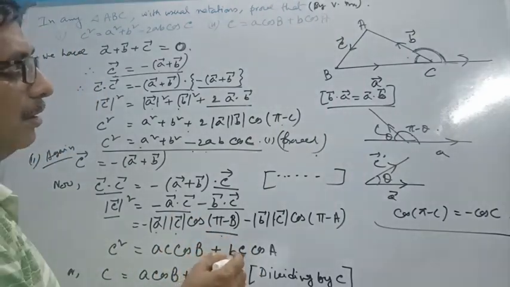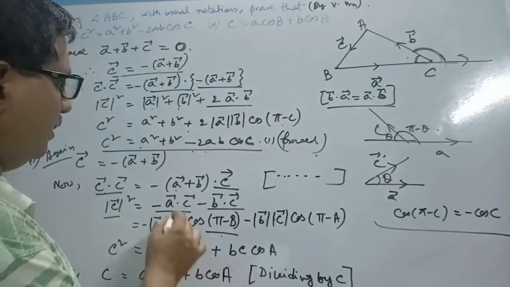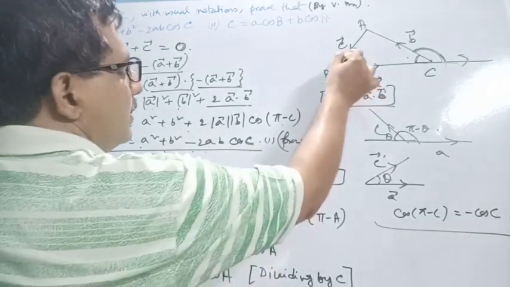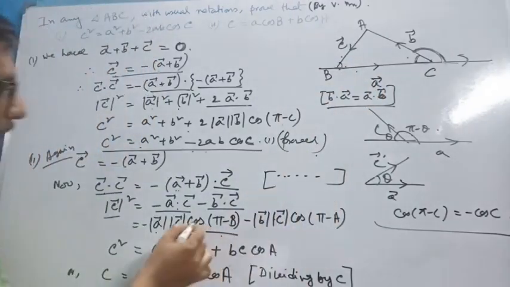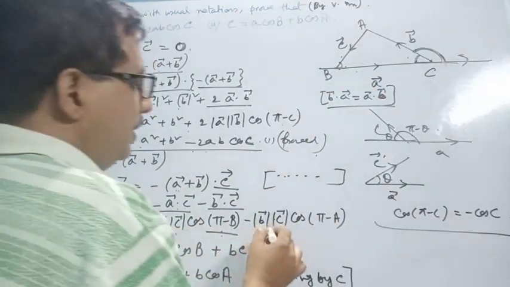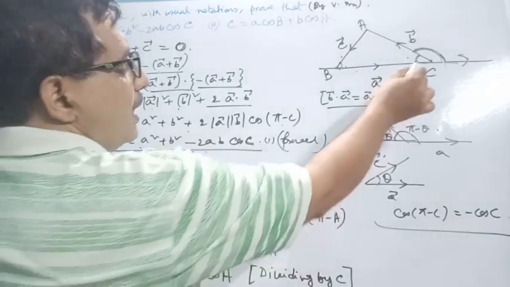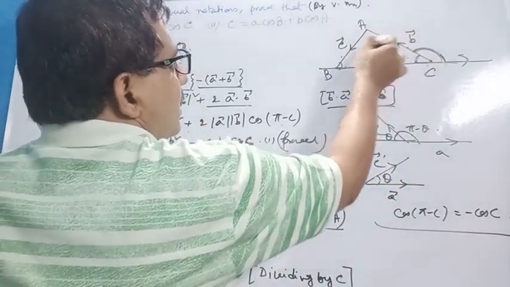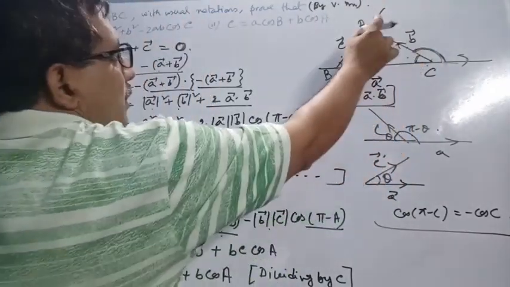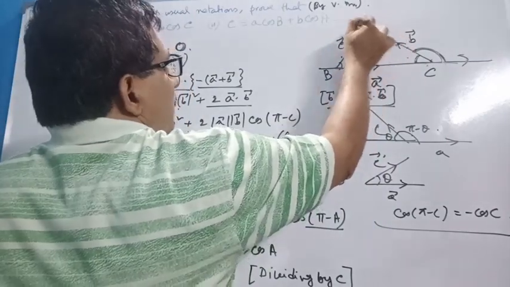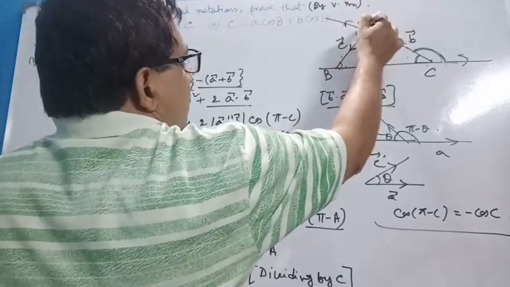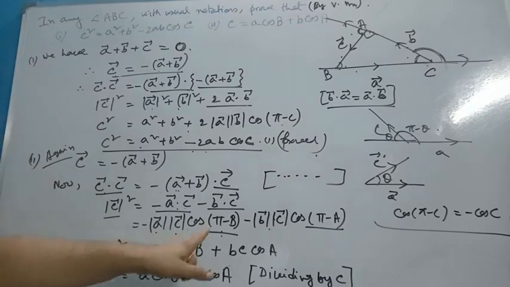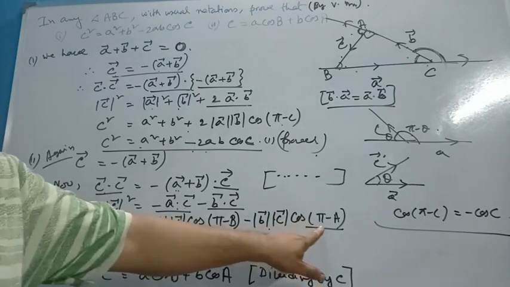A dot C, sorry, it is A and C. A dot C, like the previous one, this is A, this is C here. The angle between them is pi minus B. And B dot C, B and C, like the previous one, is cos of B and C. In this position is B, so this angle is pi minus A. Clear? So this is cos of pi minus B and this is cos of pi minus A.